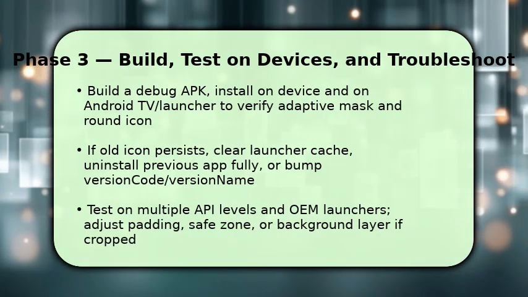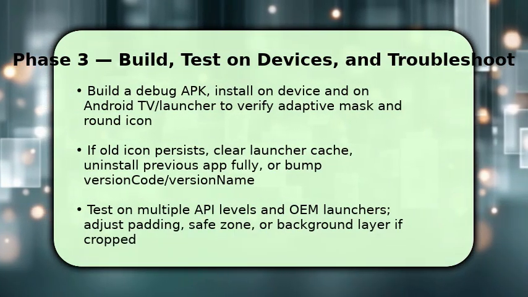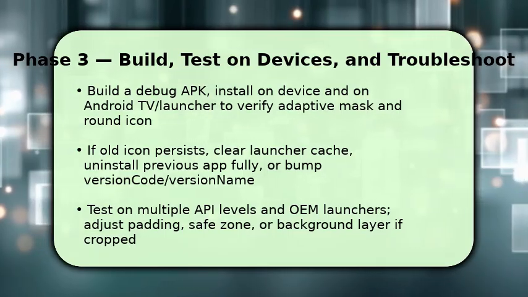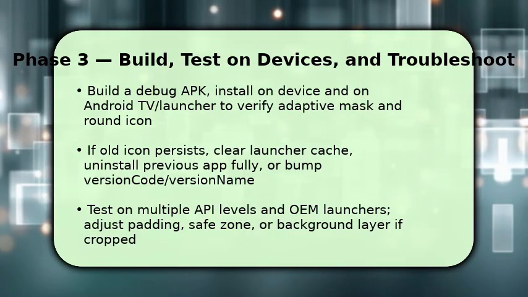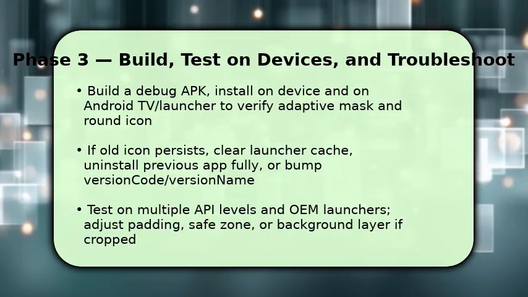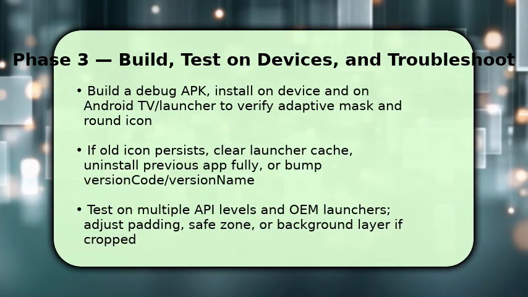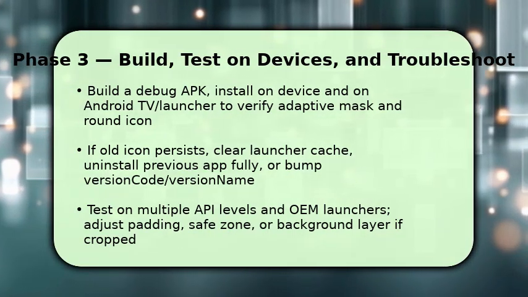Finish by building and testing across devices. Create a debug APK and install it on phones and the target launcher to inspect masking and round icons. If the old icon still appears, clear the launcher cache, uninstall the app completely, or increment version code and version name to force an update.